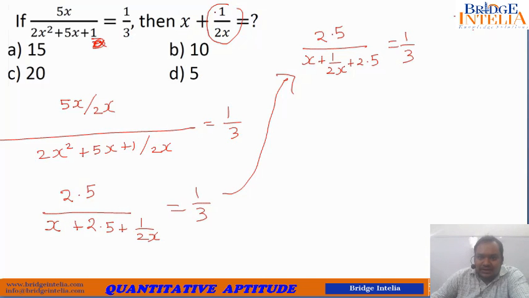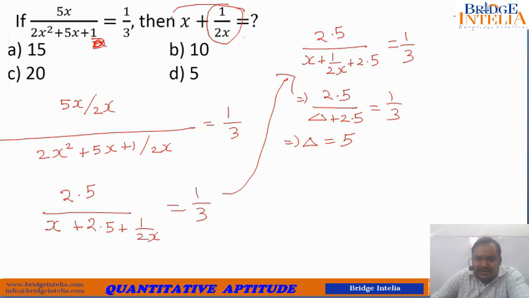Now this is what we are trying to calculate. So let this be delta. So 2.5 divided by delta plus 2.5 is equal to 1 by 3. If you solve this, you will see 7.5, so delta is equal to 5. We were supposed to calculate delta, that is x plus 1 by 2x, and we have done that, which is equal to 5. So this is the answer. Now let's move further.